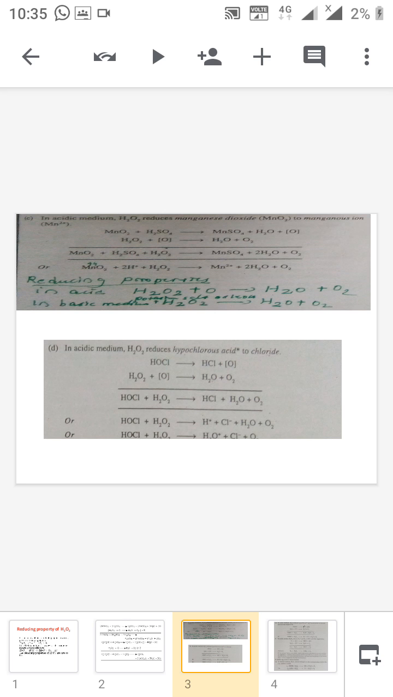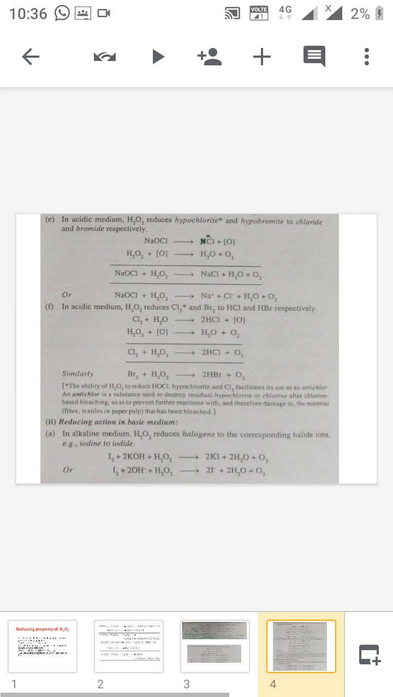Now we are moving to the next example, that hydrogen peroxide reduces hypochlorous acid to chloride. HOCl is hypochlorous acid, which decomposes to give hydrochloric acid and nascent oxygen. This nascent oxygen reacts with hydrogen peroxide and we will get water and oxygen. So in every reaction in acidic medium, the second step is common. Hydrogen peroxide reacts with the nascent oxygen to form water and oxygen. Here hypochlorous acid is converted into chloride.